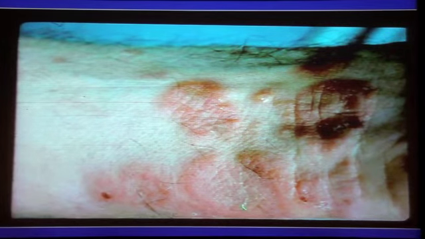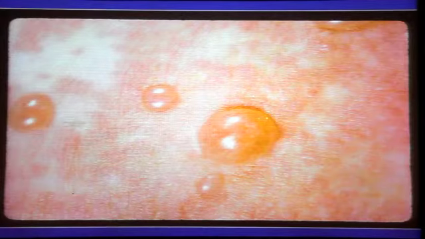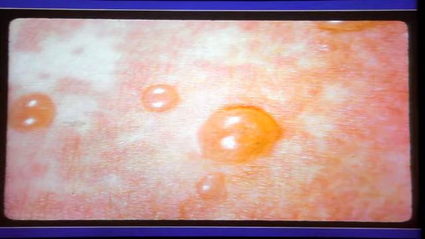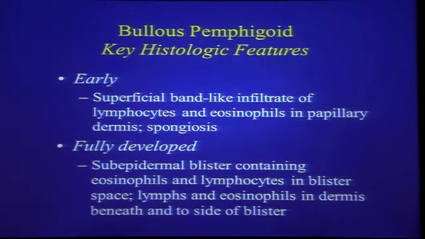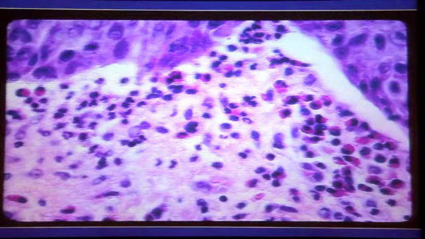Here you see urticarial lesions with a couple of blisters here, and then one that's got these tense blisters adjacent to these urticarial plaques over here. And under the microscope, you'll see a superficial band-like infiltrate of lymphocytes and eosinophils, and then you'll eventually get a blister. So here you see a subepidermal blister, and notice lymphocytes and eos. So if you see this pattern, you can suspect bullous pemphigoid. It's not absolutely specific for it, but it's highly suspicious for it.